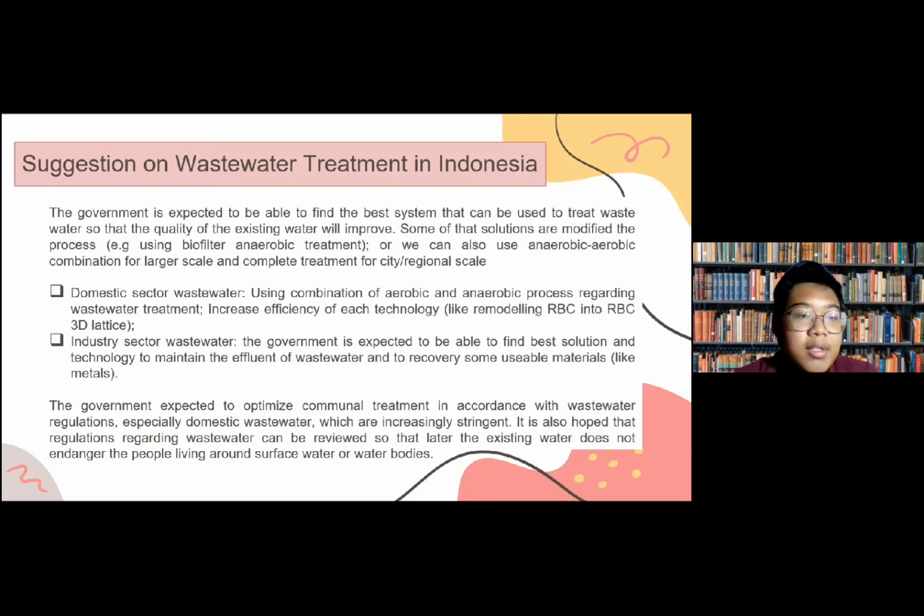First one, domestic sector wastewater: using a combination of aerobic and anaerobic processes for wastewater treatment, increasing the efficiency of each technology, like remodeling RBC into RBC 3D lattice. The second one, on industry sector wastewater, the government is expected to be able to find the best solution and technology to maintain the effluent of wastewater and to recover some usable materials like metals.